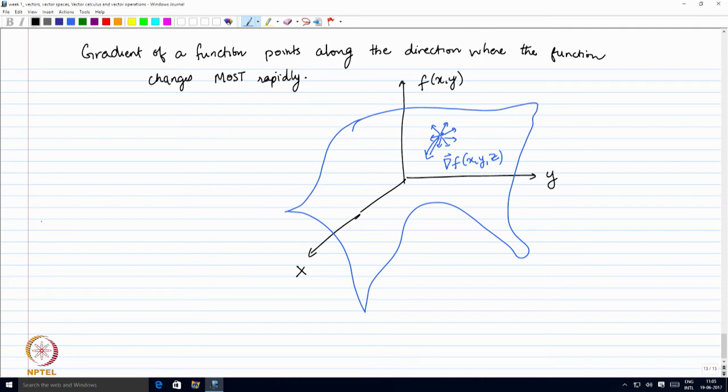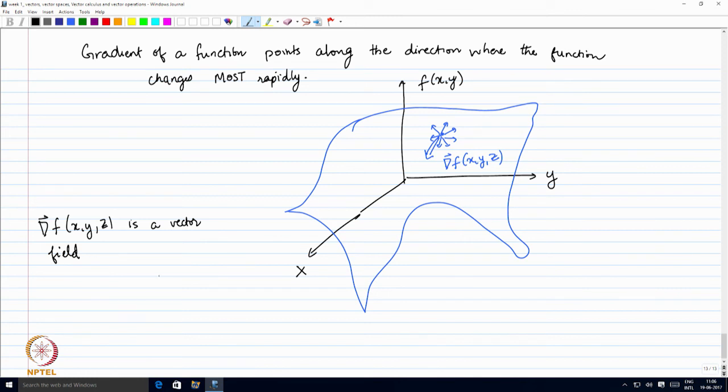So, to summarize, the gradient of a scalar field is a vector field, which has two interpretations. The gradient at any point dotted into a unit vector in some direction gives the directional derivative along that direction, and secondly, the gradient at any point points in the direction where the change of the function is maximum.